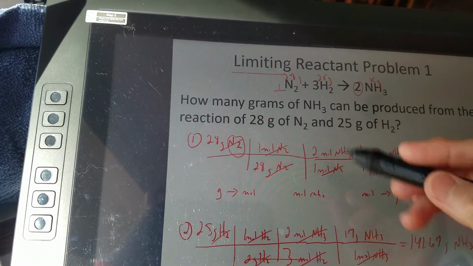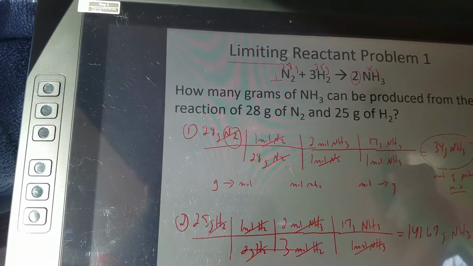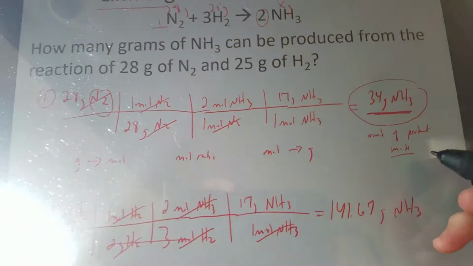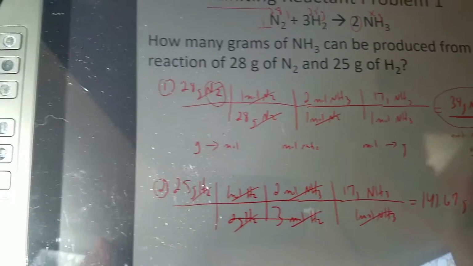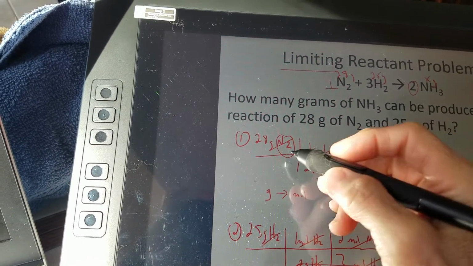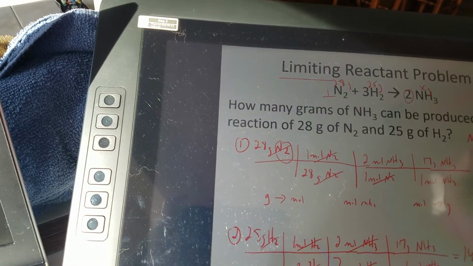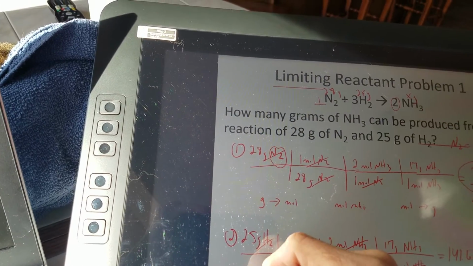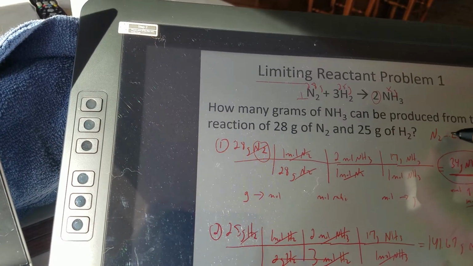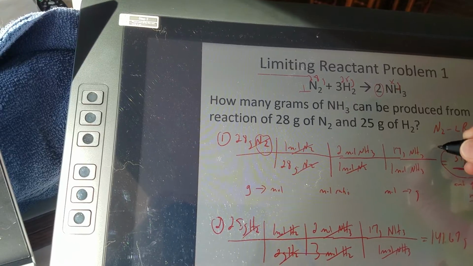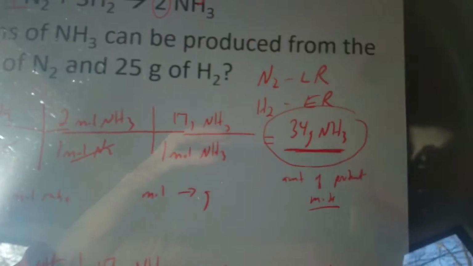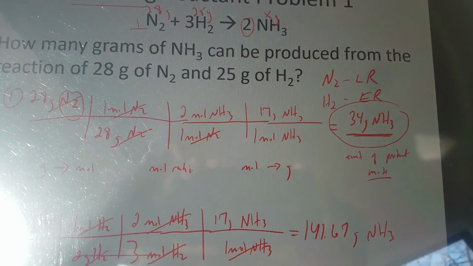So based on these 2 problems, I can answer 3 questions. The first one I can answer is whichever of these is the lowest quantity, that's the amount of product I make. The second thing I can answer is whichever of these I started with made that amount, in this case the nitrogen is my limiting reactant. Which means that my hydrogen has to be my excess reactant. So those are the 3 things I can answer by doing these 2 stoichiometry problems.